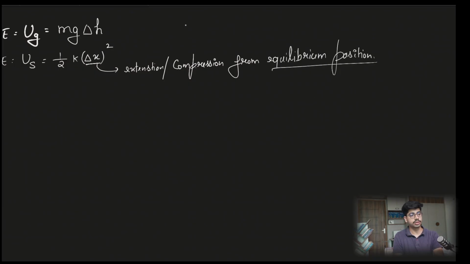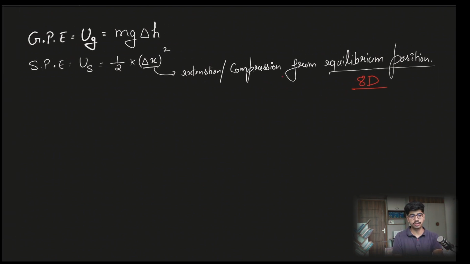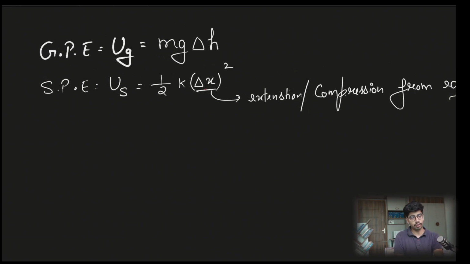The equilibrium position is at the 8D. From the 8D, it will start storing the spring potential energy. Before the 8D, we do not have any spring potential energy because the spring is not compressed. When the spring is compressed, only then is that energy going to be stored, and that is the compression in the spring that we are looking for right now.